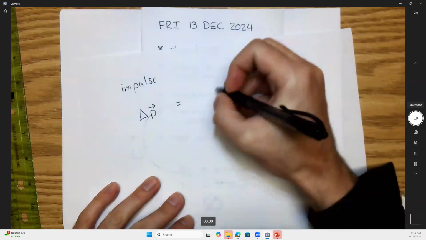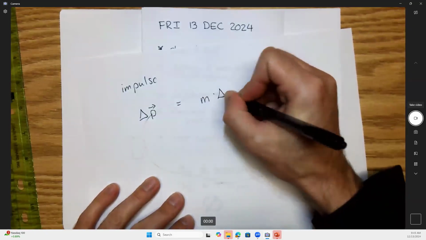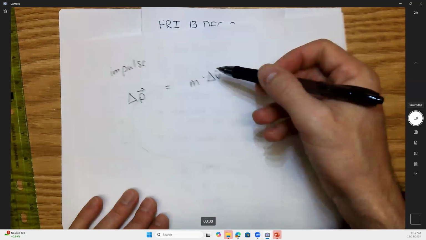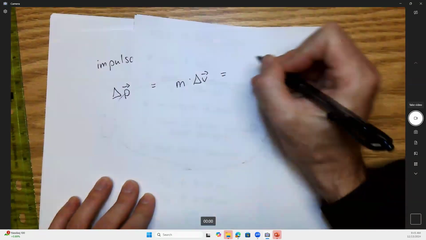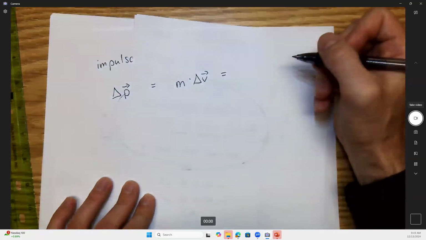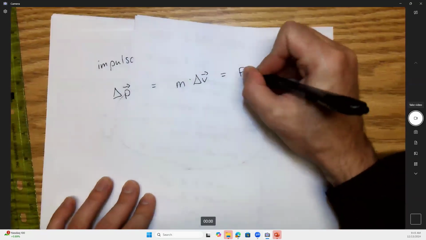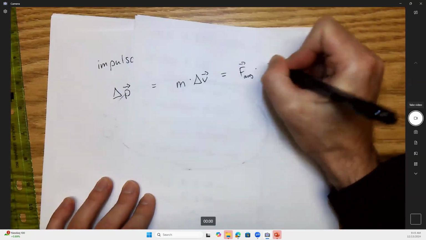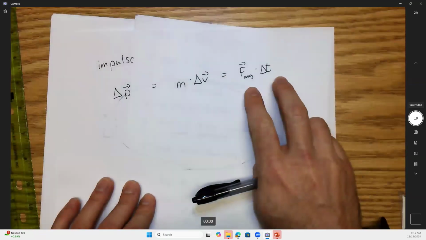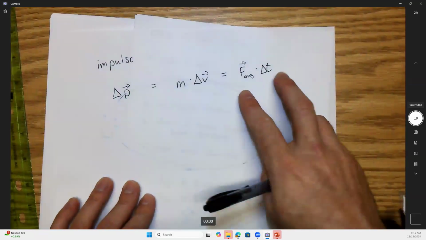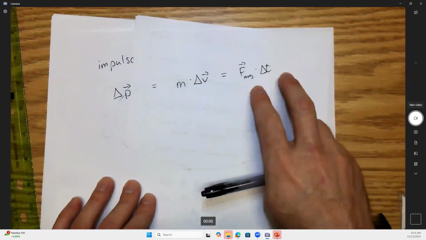Now that could be mass times change in velocity, right? If there's some object, some mass, it's going to change its velocity. Simple, right? But where does that come from? That comes from applying a what for some what? An average force for some time interval. Yeah, force times time, right? If you saw a graph of force versus time on the axes, then it would be the area under that curve. It's force times time.